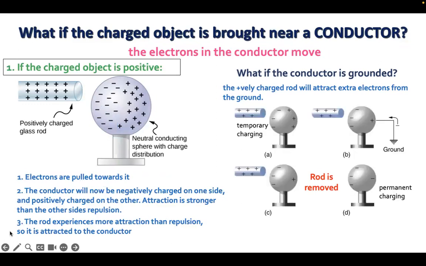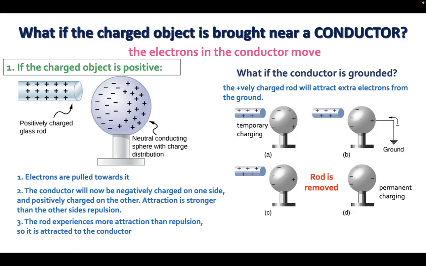Okay? Now let's look at this here. First of all, I'm repeating the whole process. I had a neutral sphere, which is a conductor, and I had a positively charged rod. I bring that positively charged rod close to the sphere, and it attracts the negative charges on the sphere and just leaves the positive on the other side. So I end up having a conducting sphere with negative charge on one side and positive charges on the other side. And I can say that the sphere is temporarily charged by induction.